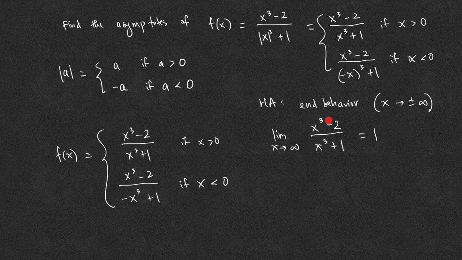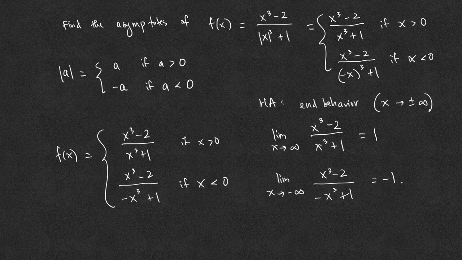We employ the trick of finding the end behavior of a rational function again if the degree in the numerator is the same as the degree in the denominator. The limit is only the ratio of the coefficients of the leading terms, 1 over 1. As x goes to negative infinity, we would use the second part, which is x cubed minus 2 over minus x cubed plus 1, and we know that this limit is negative 1 using the trick again. So we have two horizontal asymptotes.